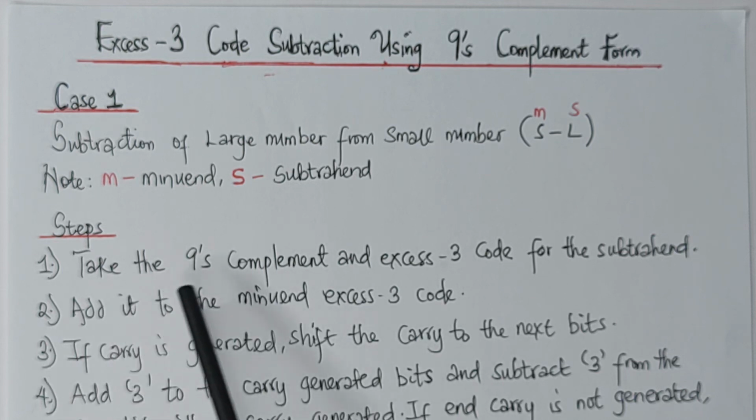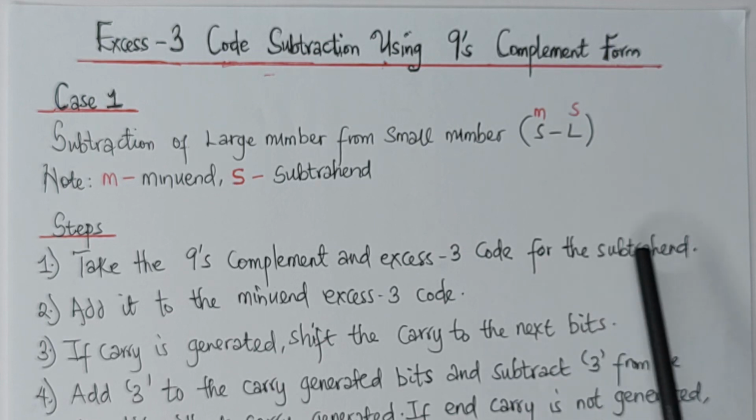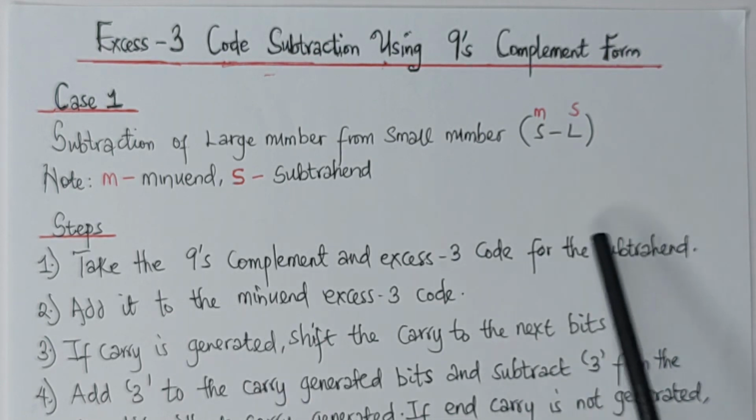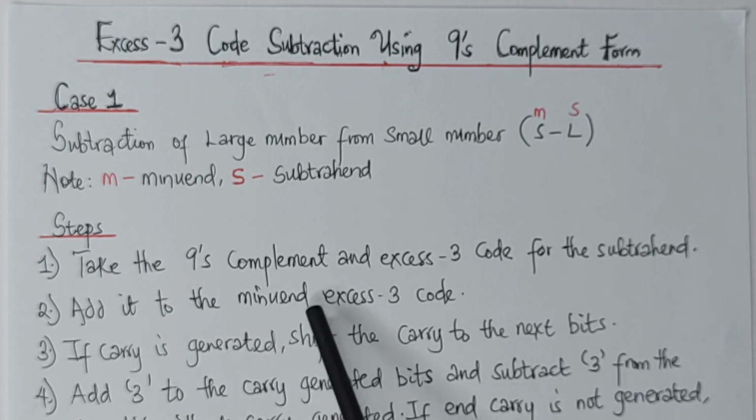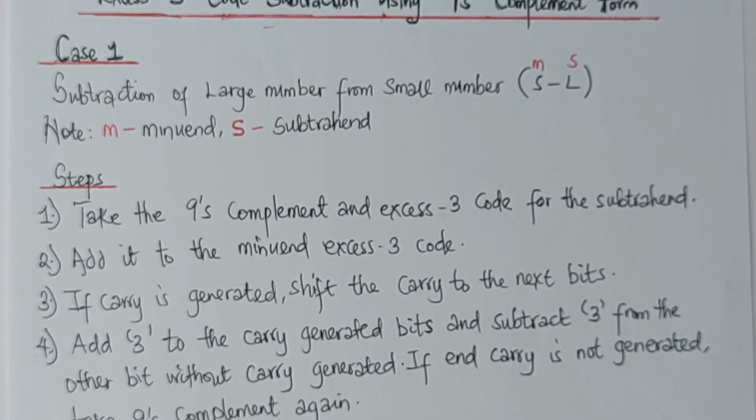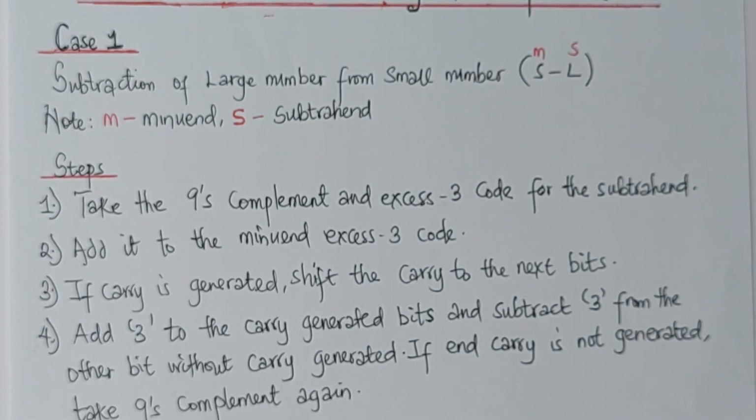Step 1 is to take the 9's complement and the Excess-3 code of the subtrahend. Whatever value we get, we add it to the minuend's Excess-3 code. Step 3 tells us to check if a carry is generated, and if it's generated, we shift the carry to the next bit. The fourth step is to add 3 to the bits with carry generated and subtract 3 from the other bits without carry generated. If end carry is not generated, then we take the 9's complement again.